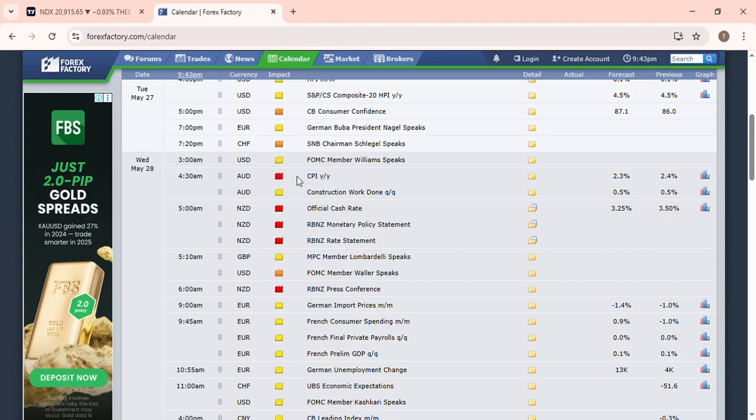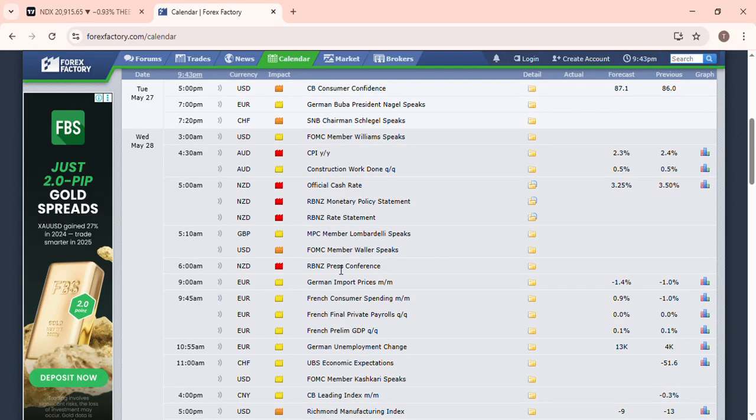On Wednesday, the major news we have there is the CPI for Australia, that will be year over year, and also we are going to have the interest rates on the NZD. There's a probability we might see a rate pause on the NZD, so you might see a 3.5% rate, but let's wait and see what happens. At 6 p.m. we will have the press conference that is related to the interest rates.